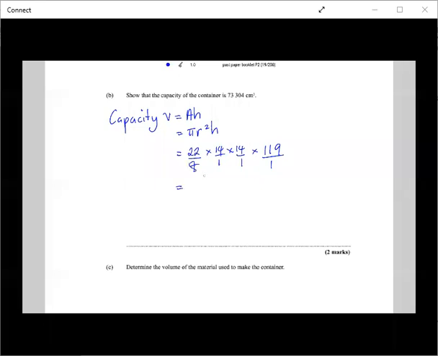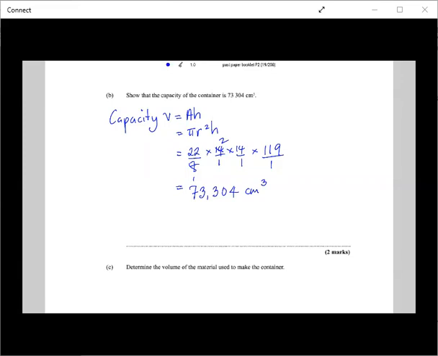The answer here is 22 over 7 times 14 times 14 times 119, and this is 73,304 centimeters cubed. We're asked to show that, and that is what we just did.